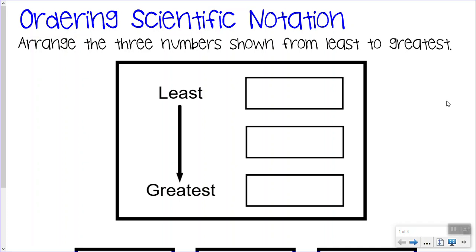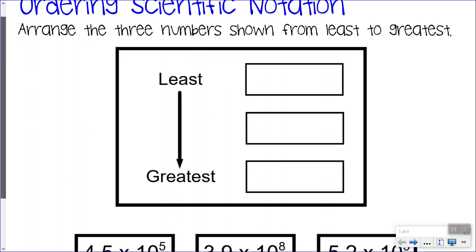In this video, we're going to take a look at how we can take numbers written in scientific notation and arrange them in order, either from least to greatest or greatest to least. When we have numbers that are written in standard form, we have to do a lot of comparing and counting of zeros and places to see which number is larger, but when they're in scientific notation, there are a few tricks that we can use to quickly identify which numbers are the largest or the smallest.